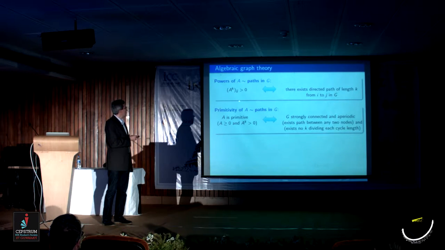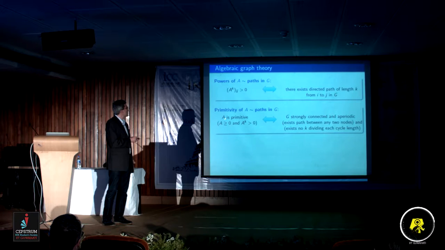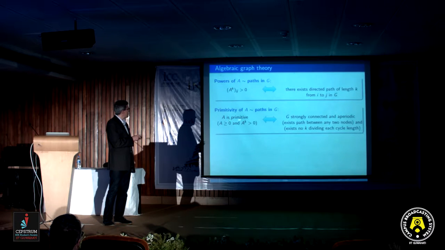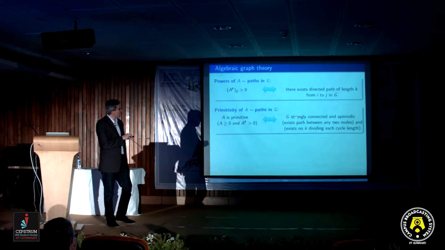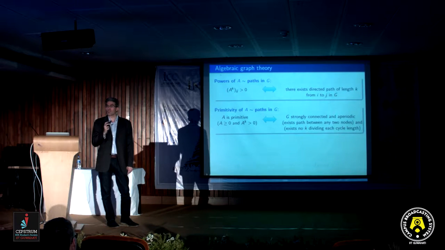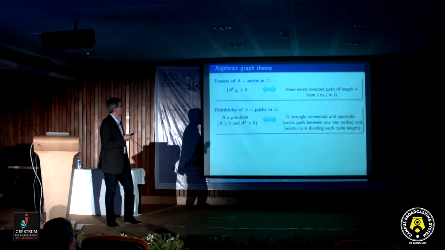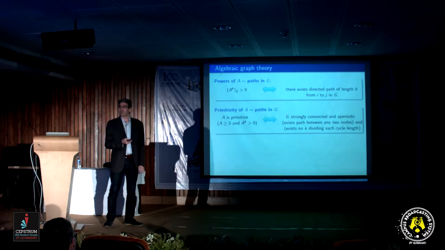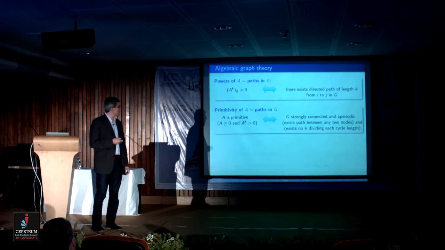Now, for example, this is a derivative result, which tells you how to characterize when a matrix is primitive. Remember, primitive means that you start with non-negative, but at some point after you take powers, it's going to become strictly positive. And that's the case if and only if the graph that you are given is strongly connected, so there's a path from every node to every other node, and it's aperiodic. Aperiodic means there exists no integer greater than one that divides the length of each cycle in the graph. So there are no periods.